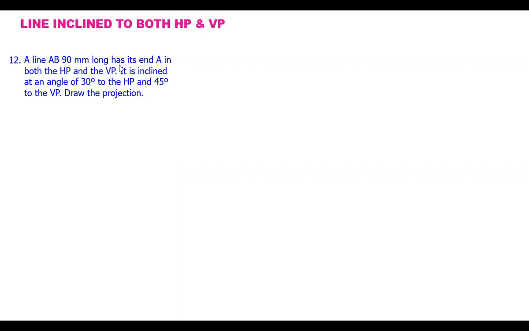It appears like one end is in both HP and VP, that means it is on the reference line. And 30 degrees with HP, that is theta, and 45 with VP, that is phi. Angles are given, true inclinations. Let us see how to draw it. Take the reference line, okay, and point A is in both HP and VP. That's why A dash and A will be the same point, okay.